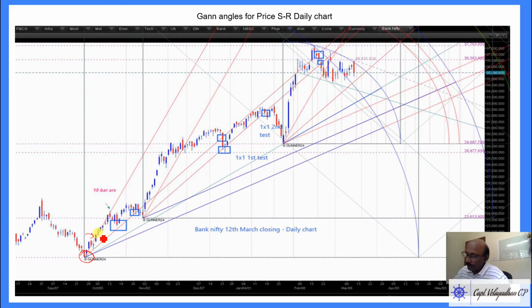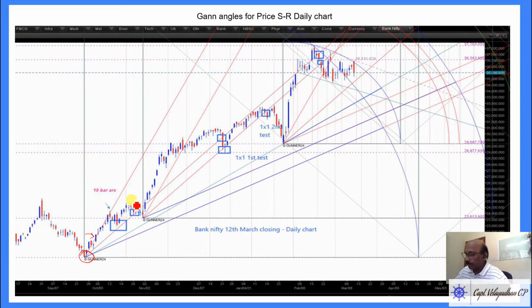It is 10 bars. For 10 days, price moved along the 2 by 1 in a strong bullish move. Then every time we have to see there is a correction for every move, as we suggested, the time correction. So price tried to correct from here to this level. But before reaching the 1 by 1 Gann, price started moving up again. You can see from here 1, 2, 3, 4 candles moved up.